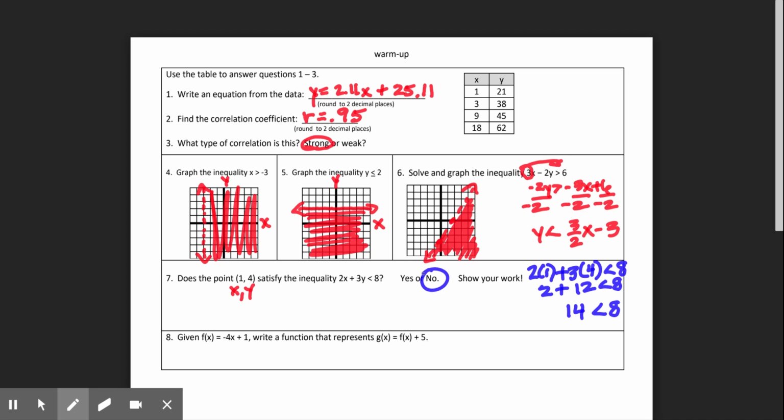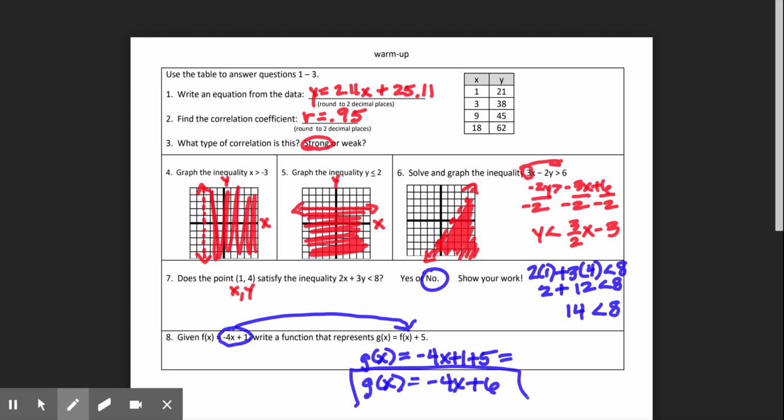Number 8, f of x equals -4x plus 1. Write a function that represents g of x equals f of x plus 5. So this is going to be g of x equals, remember that our f of x is -4x plus 1. So it's going to go in place of f of x. So we're going to put -4x plus 1 and then add 5 to it. So it's going to end up being g of x equals -4x plus 6. So this would be the correct answer there.